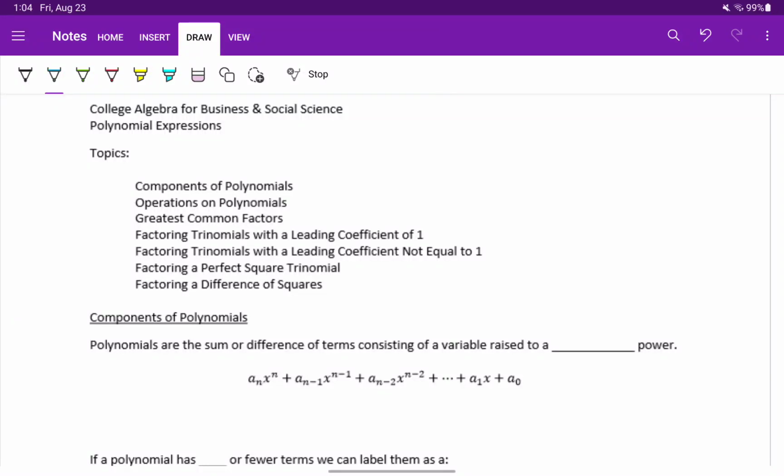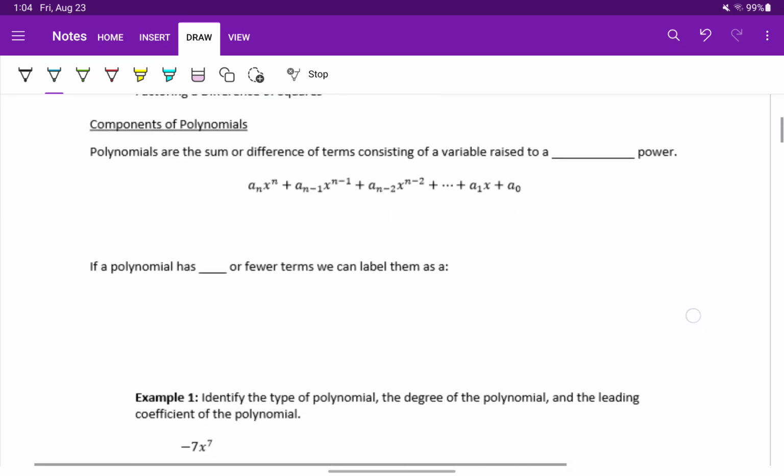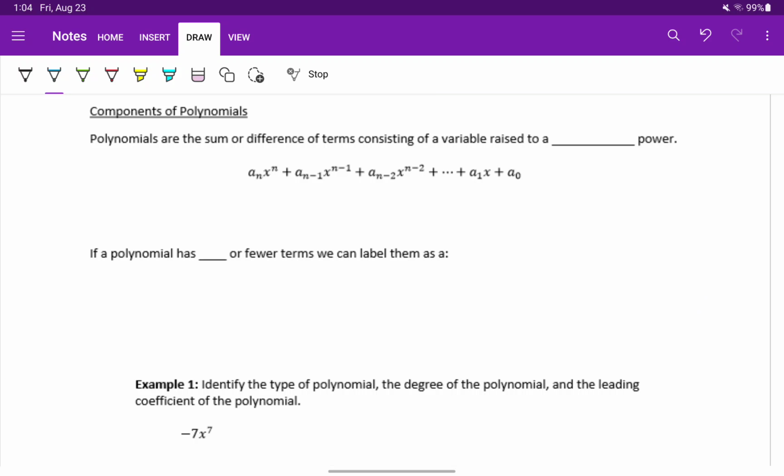In this section, we want to introduce polynomial expressions, review some of the basic components, key pieces of a polynomial expression, and then build our way up to factoring techniques. A polynomial is the sum or difference of terms consisting of a variable raised to a whole number power.